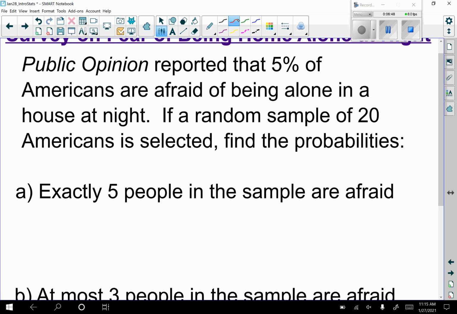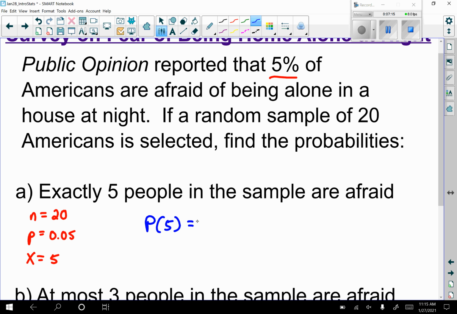So for the first one, exactly 5 people. So in this case, N is going to be what? Should be the 20. The probability, P, is going to be that 5%, 0.05. And in this case, since it says exactly 5 people, X is going to be 5. So we would just say the probability of 5. And we could go back to our calculator now. So only when I specify to use the formula do I want you using the formula.